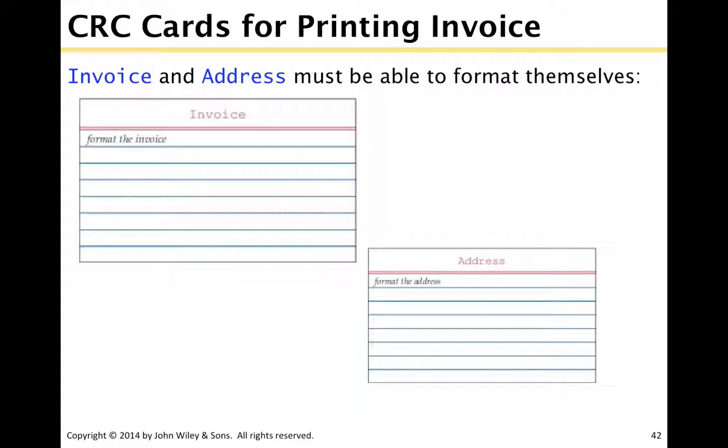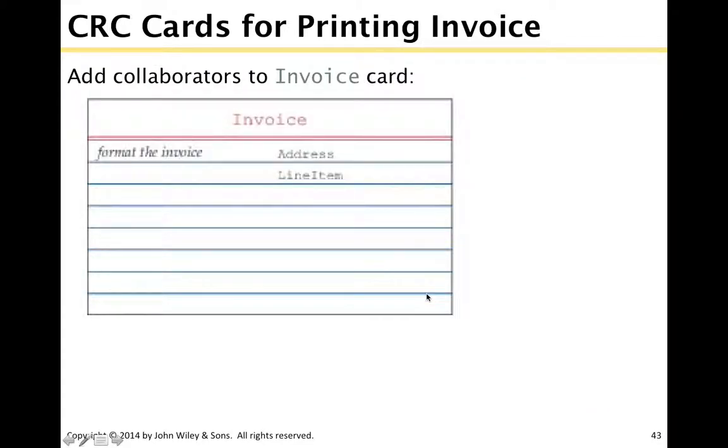So for invoice, the first responsibility is that it should format the invoice, of course, and for address, it should format the address as well. And then we find collaborators for the invoice class. To format the invoice, we need the address class. The address class holds the information about the actual address. And then in invoice, we are going to put line items in a list or table, so we need collaboration from line item. So to format the invoice, we identify the two collaborators.